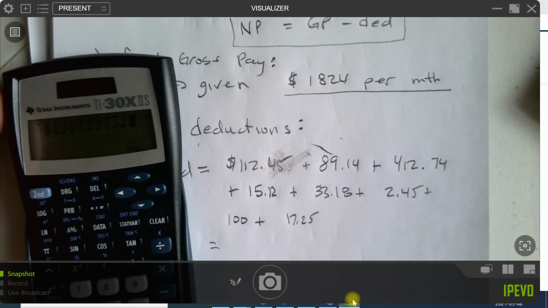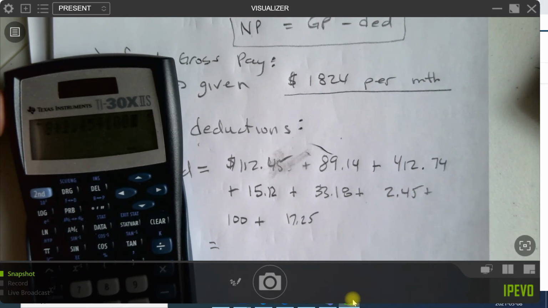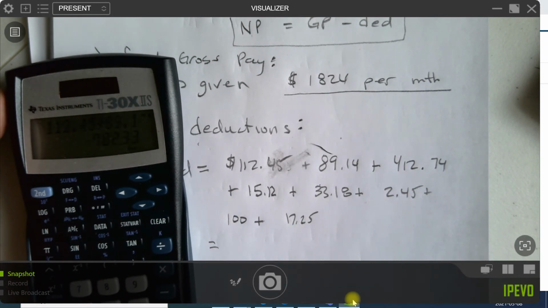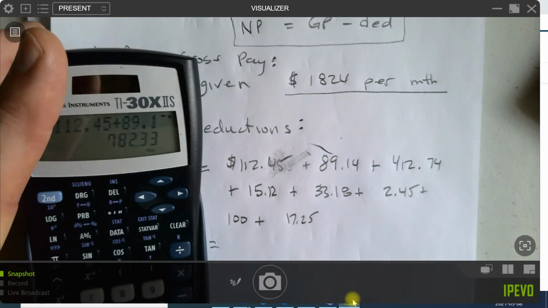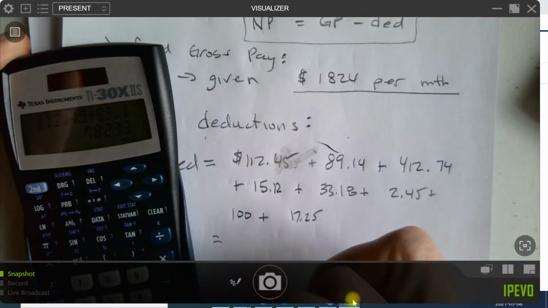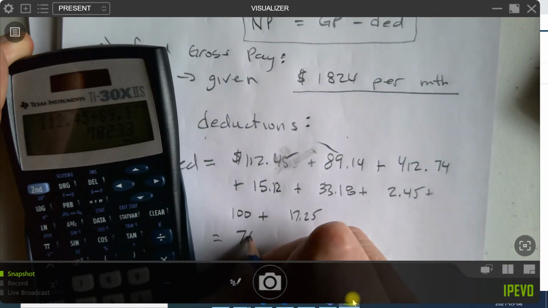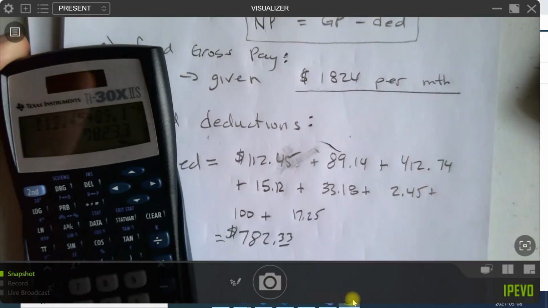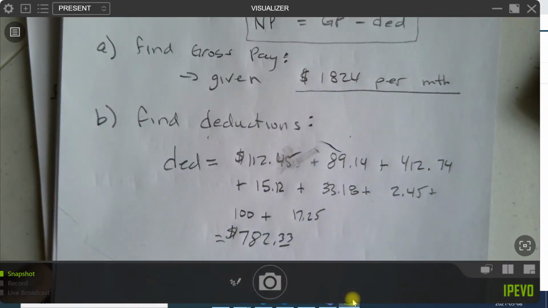Just got an email, I guess. That's the sound you heard. Plus 100 plus 17.25 equals, there we go. I don't know if you can see that or not. $782.33. And put our dollar signs in there. So there's the answer for B. So that's my total deductions.